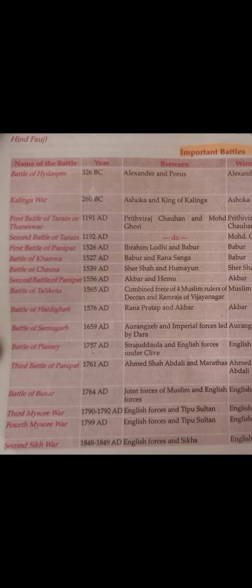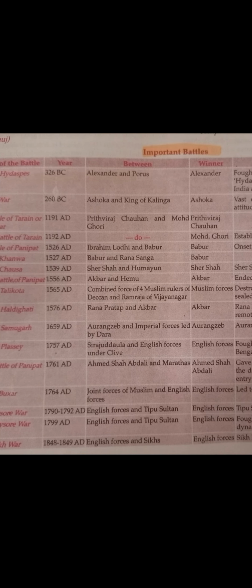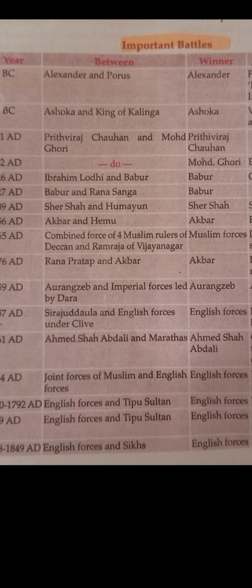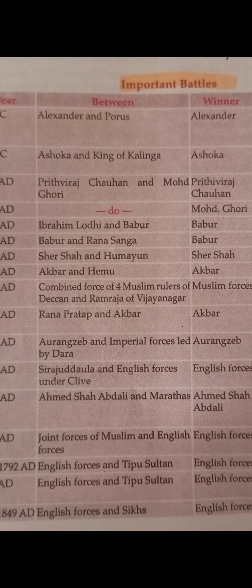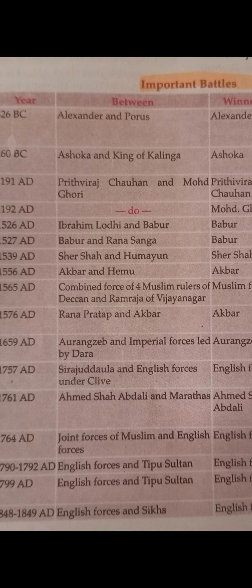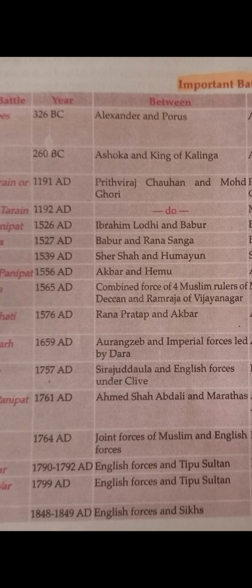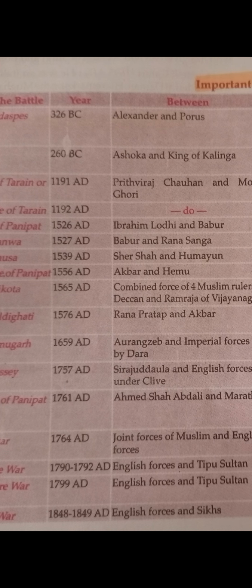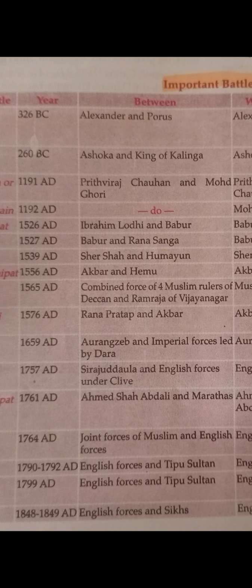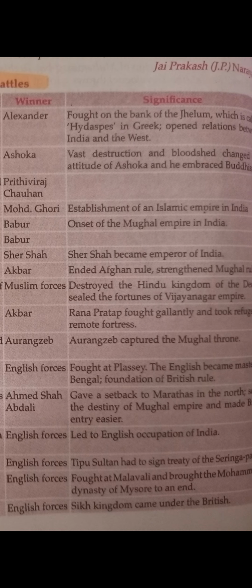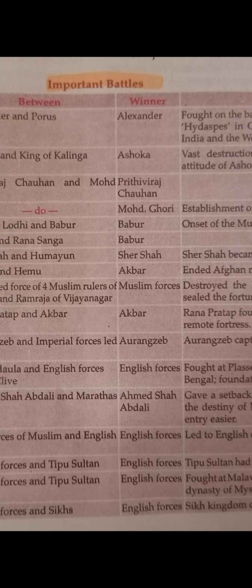In 64, the Battle of Buxar took place between Muslim and English forces once again. Last time, we learned that it took place between Sirajudullah and English forces under Clive in 1757. That was Plassey. And now the joint forces of Muslims and English forces fought, which led to English occupation of India. English forces won.